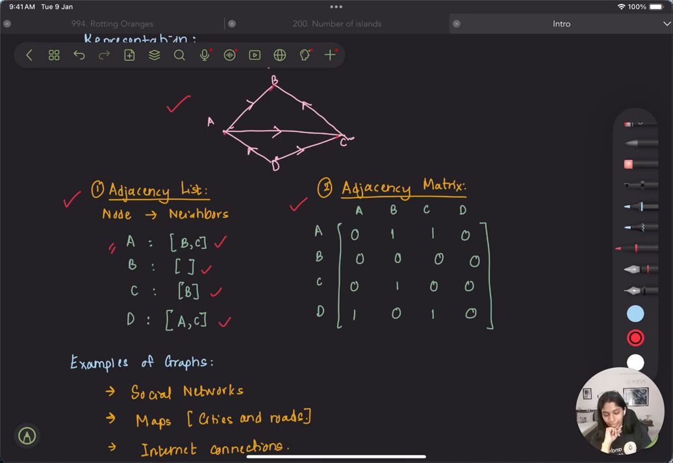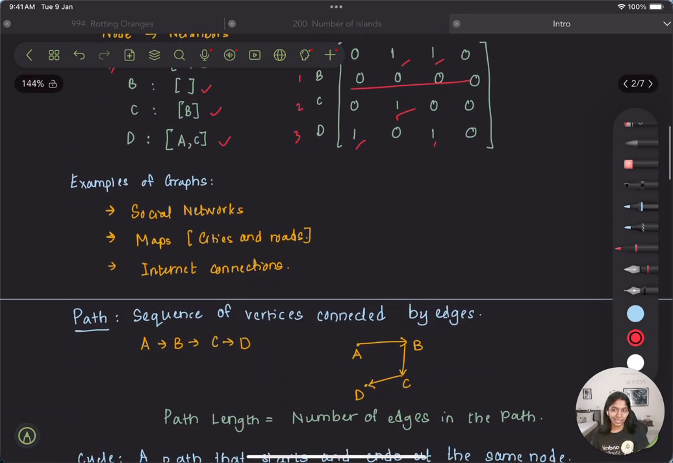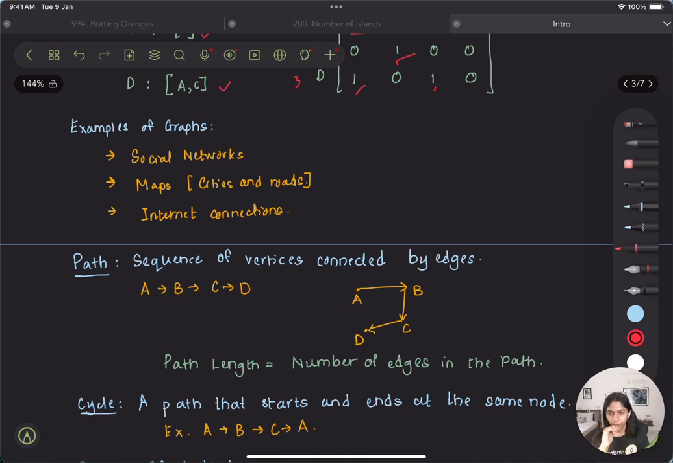So we see that. And in the adjacency matrix, it's basically the same thing, but we're just using index values here to represent these nodes and the way they're connected. So A is connected to B and C. B is connected to nothing here, C is connected to B, and then D is connected to A and C. So that's the same thing. And yeah, graphs are basically everywhere, like social networks or maps, cities, roads, actually physical networks as well. So network connections, internet connections, all of that. So everything is a graph.